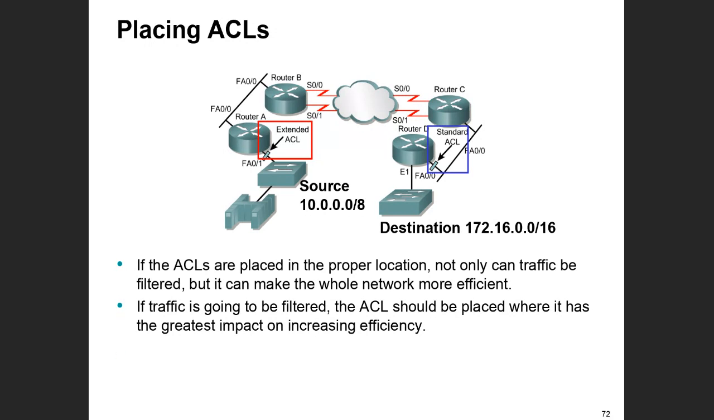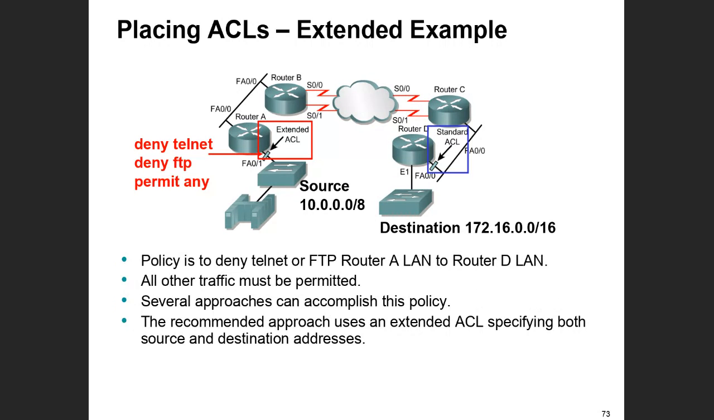So if they're placed in the proper location, if our access control list is placed in the proper location, it can filter traffic and reduce the entire burden of bandwidth on the entire network. So if traffic is going to be filtered, we should put that access control list where it has the greatest impact on increasing efficiency of the network. Okay, in this particular company, the policy is to deny telnet or FTP traffic from router A's LAN to router D. All of the other traffic must be permitted.